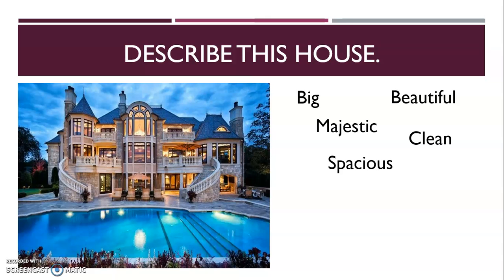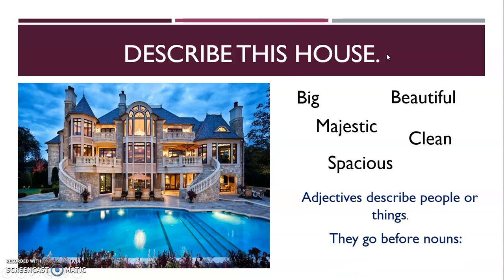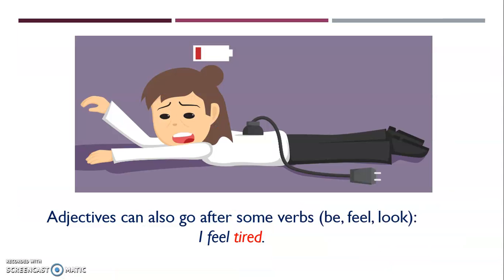So just to revise, these are actually adjectives, and adjectives describe people or things, just like how these words describe this house. We normally use adjectives before nouns. For example, a big house. So house is a noun. Right, let's move on. Adjectives can also go after some verbs such as the verb be, feel, or look. An example of a sentence will be I feel tired. So this is one of the adjectives as well.